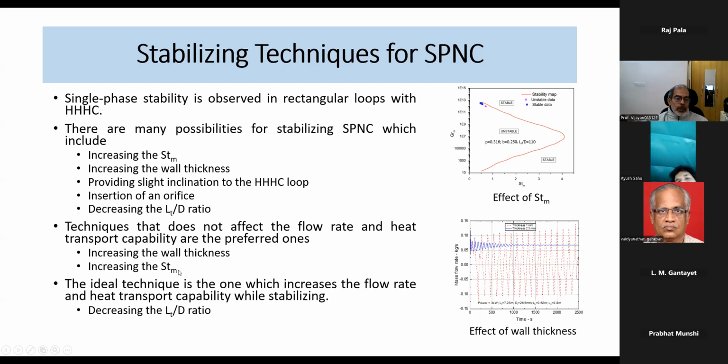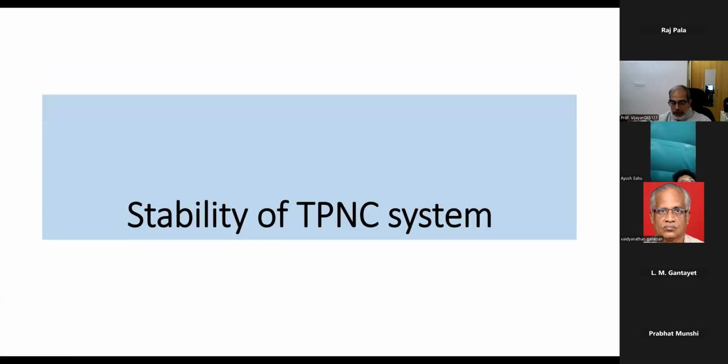Increasing the wall thickness or increasing the STM does not affect the natural circulation flow rate, and therefore these techniques are preferred ones. But the ideal technique is the one which increases the flow rate and the heat transport capability. And that happens with reducing L_T by D ratio. So that is the interesting thing about single phase.